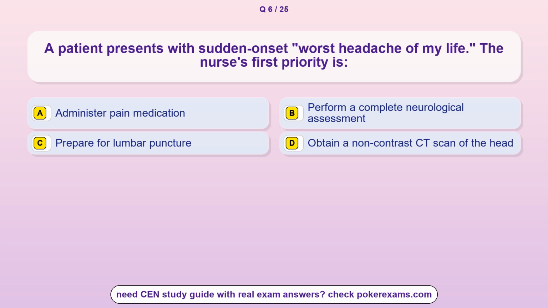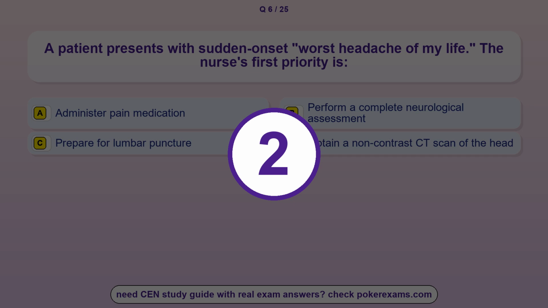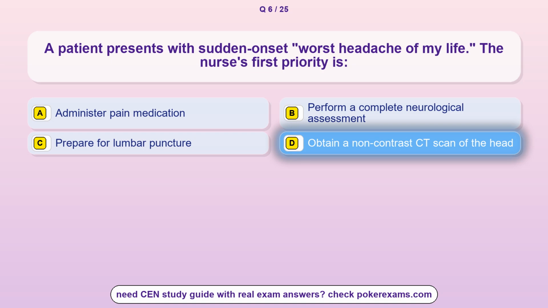Question 6. A patient presents with sudden onset worst headache of my life. The nurse's first priority is: Option A, administer pain medication. Option B, perform a complete neurological assessment. Option C, prepare for lumbar puncture. Option D, obtain a non-contrast CT scan of the head. The correct answer is option D, obtain a non-contrast CT scan of the head.